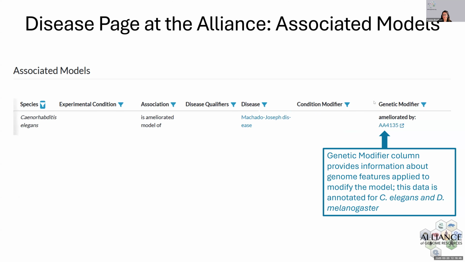And the last new column that we have in the associated models table is the genetic modifier column. And this provides information about genome features that are applied to modify the model. And this data is annotated for C. elegans and Drosophila.